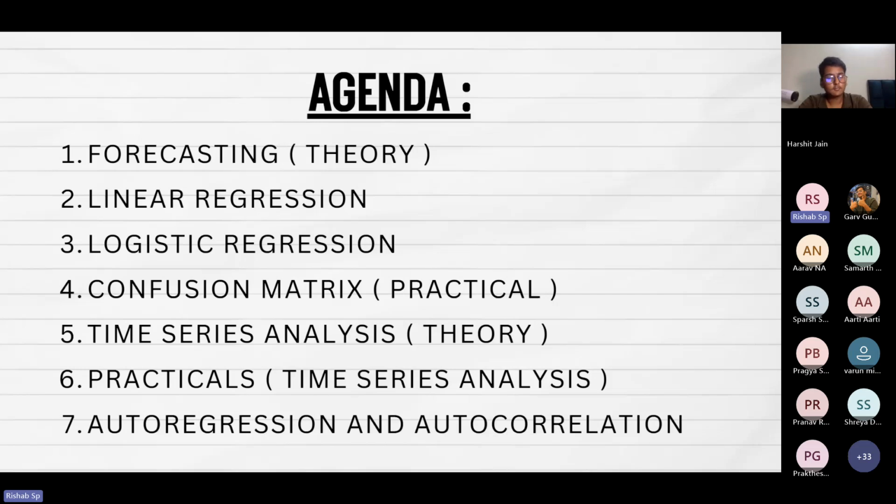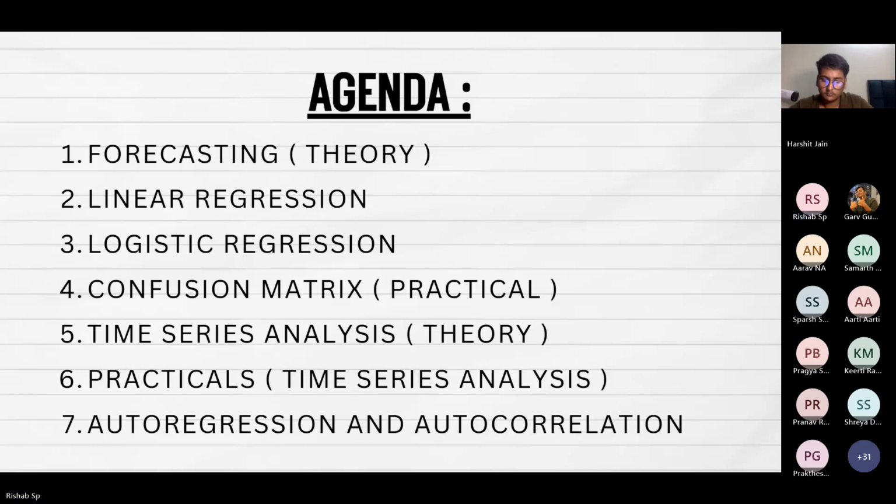Fourth one, confusion matrix. It's an important concept. I think at least one question will be there. It's a practical concept. Then time series analysis, both theory and practicals. We'll be doing some questions during the discussion, and after that, in the sample paper 2, we'll be having questions. And last is mostly a theoretical concept. I won't be diving deep into that, but I'll briefly explain auto-regression and auto-correlation.